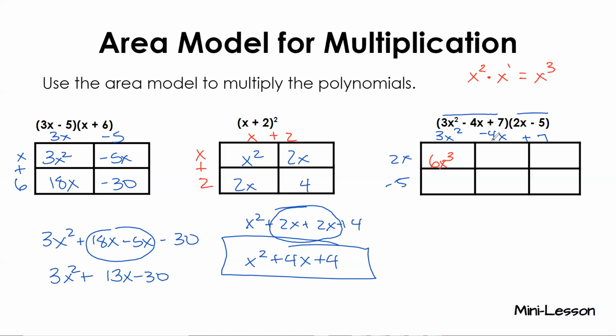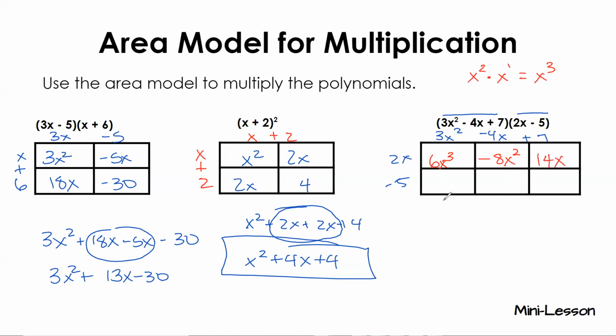Okay. So on this next box, you're gonna take negative 4x and multiply it by 2x. And so that's gonna give us negative 8x squared. And we're gonna take 7 and multiply it by 2x, and that's gonna give us 14x.